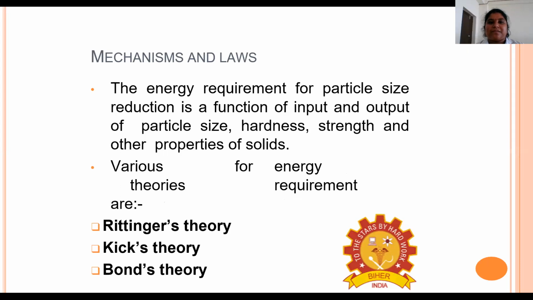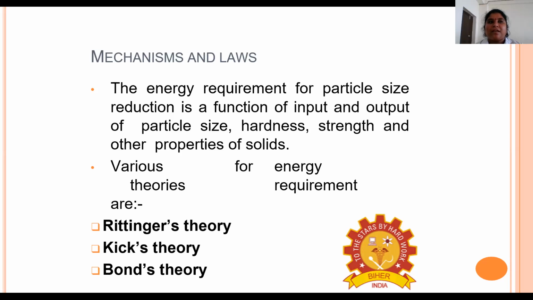Okay, then the mechanisms and the laws which are involved in the size reduction process. The energy requirement for particle size reduction is a function of the input and output particle size, hardness, strength, and other properties of the solids. Means for size reduction we need some energy, right? So for size reduction some energy requirement will be there. That energy requirement is a function of input and then output, that is the particle size, hardness, strength, and other properties of the solid.